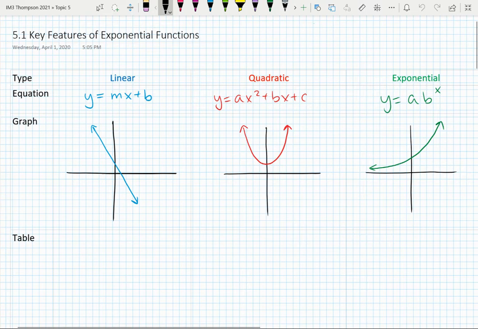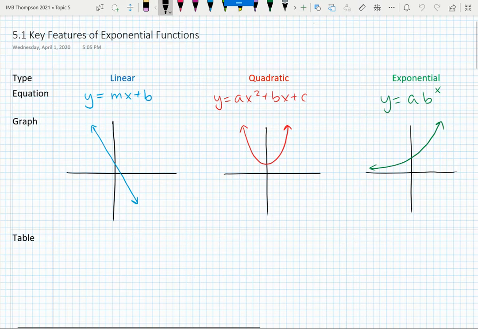All right, so 5.1, key features of exponential functions. Just looking at a comparison, kind of more as a reminder on what are the differences between linear, quadratic, and exponential functions. So starting off with linear, we're going to look at the table for this function that's graphed here.